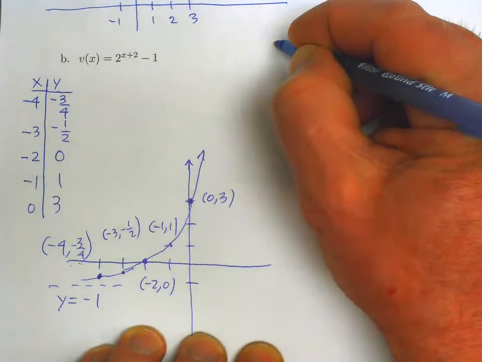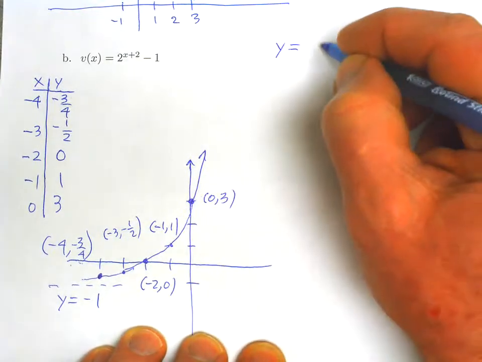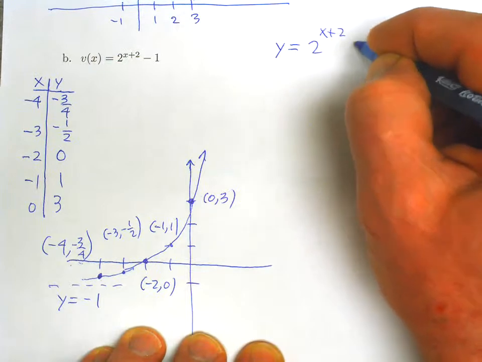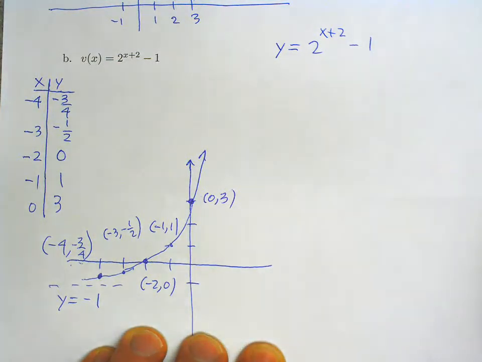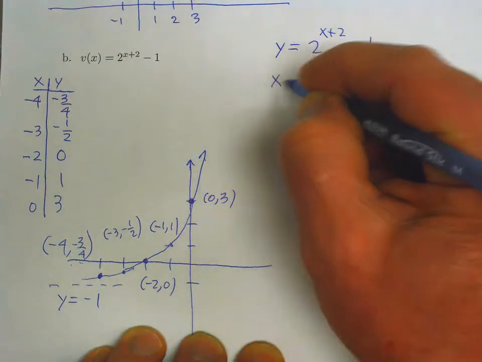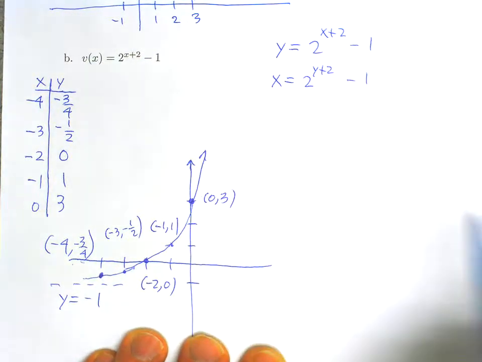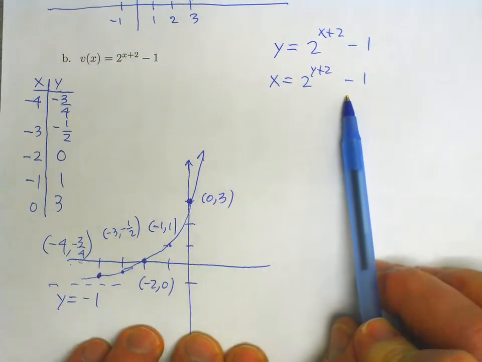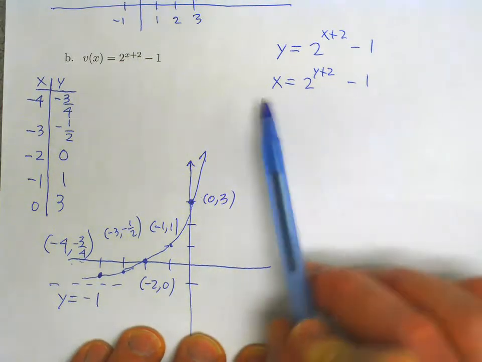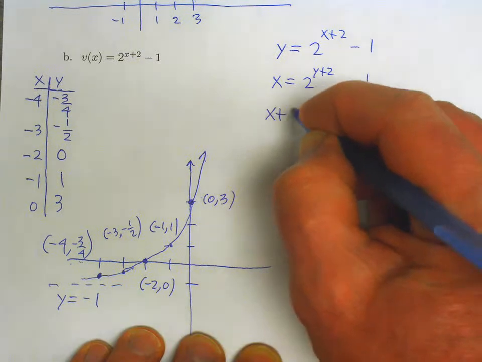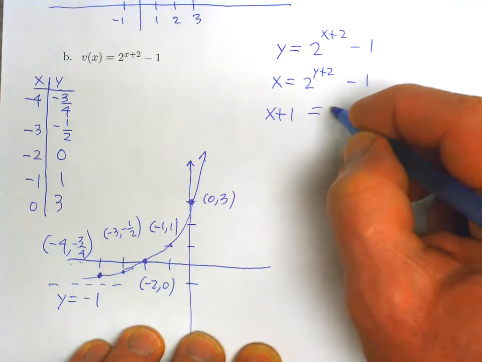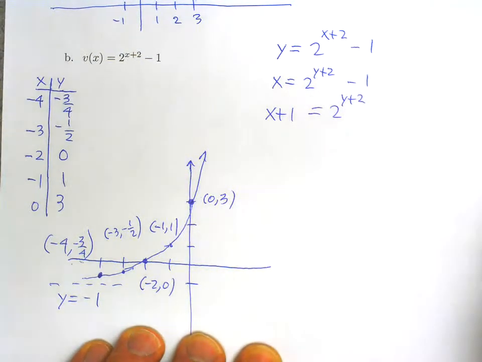So to find the inverse, write y equals 2 to the x plus 2 minus 1. Then interchange x and y, so we get x equals 2 to the y plus 2 minus 1. And then we'll solve this equation for y. So first add 1 to both sides, x plus 1 equals 2 to the y plus 2.